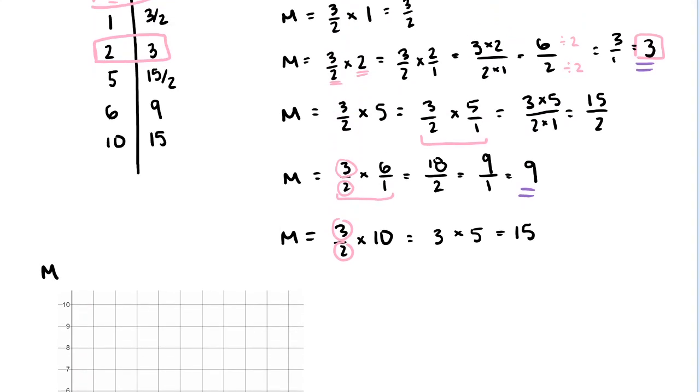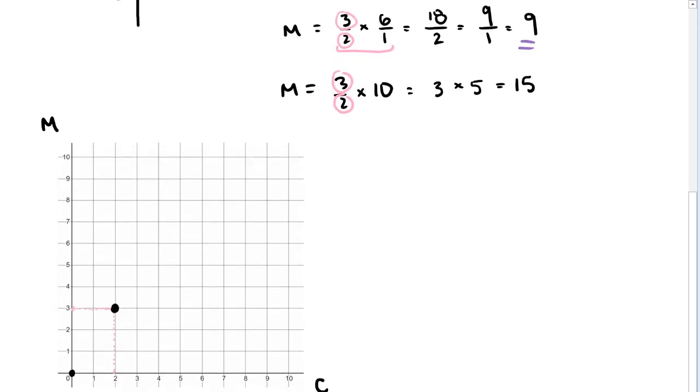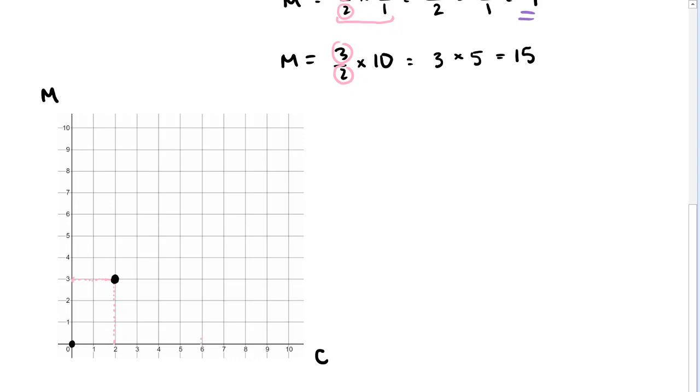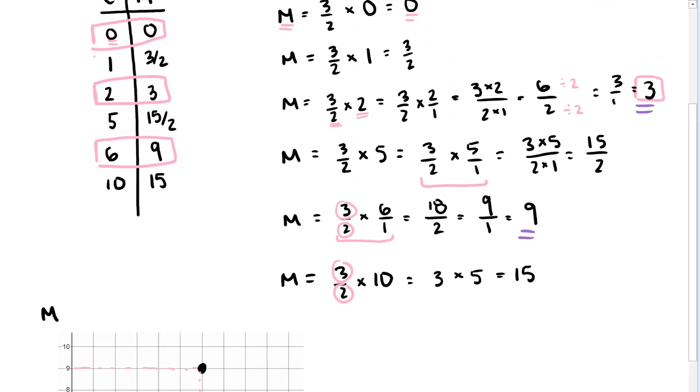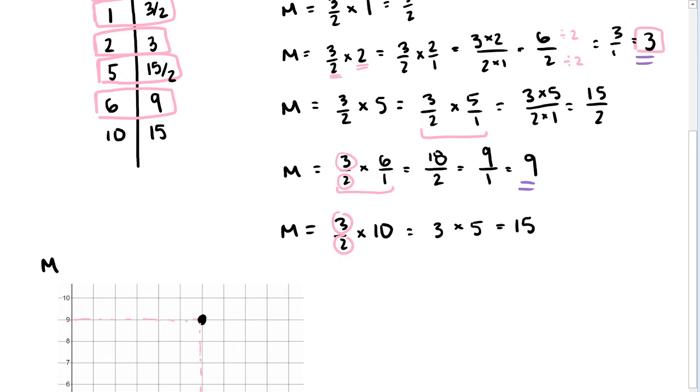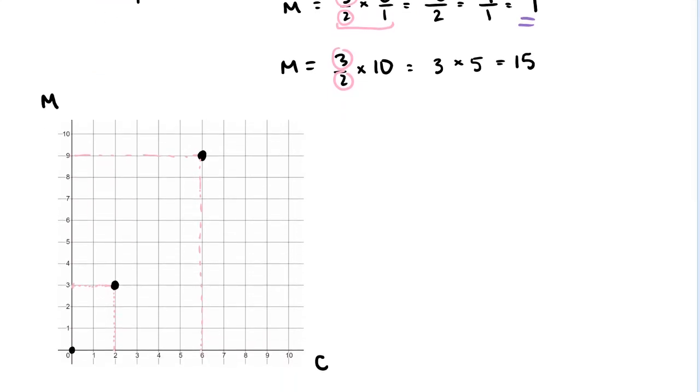Here, let's do the nice numbers first, 6 and 9. So 6 for C and 9 for M. So 9 for M is located here. And so this is the point corresponding to a C value of 6 and an M value of 9. Let's do two more. Let's also do these not nice ones that include a fraction in them. So 1 for C and 3 halves for M. So 3 halves is 1.5, right? So this is 1 for C and 1.5 for M.